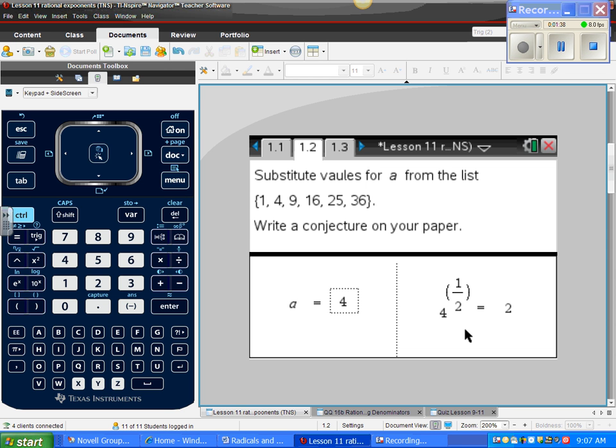I don't know. Hit Control Z if you took it away by accident. Control Z will bring it back.